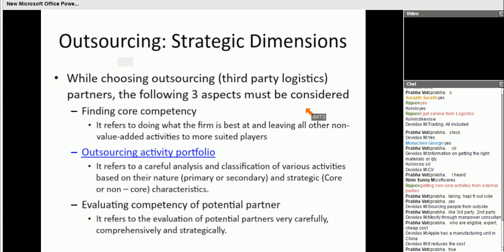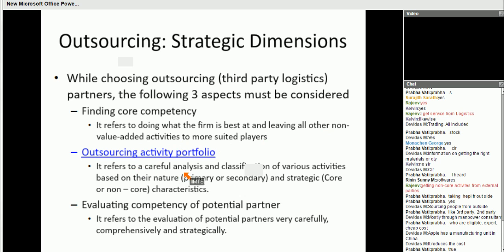Now, at the time of choosing the third-party logistic company, or outsourcing the shipping assignment to some other logistic company, three things need to be taken care of. Number one, finding the core competency. What do we mean by core competency? It refers to doing what the firm is best at and leaving all other non-value added activities to more suited players.